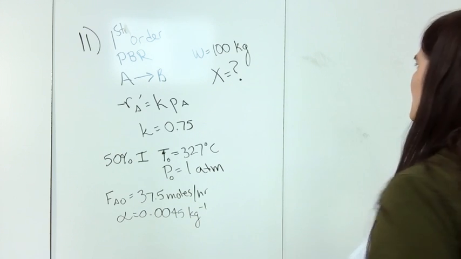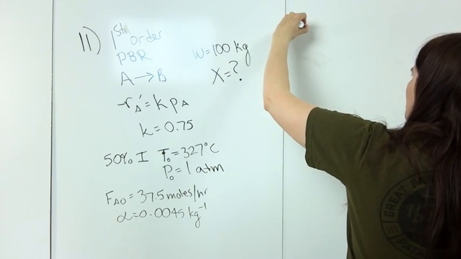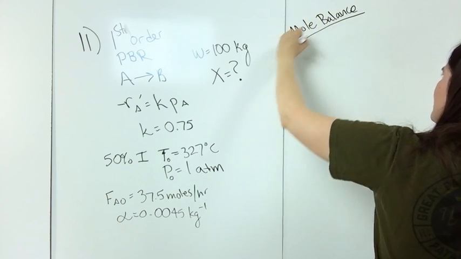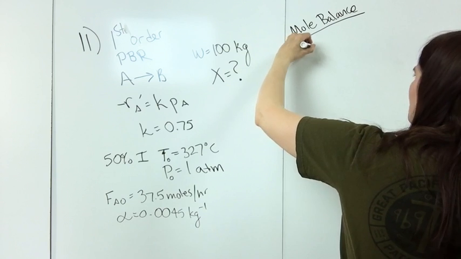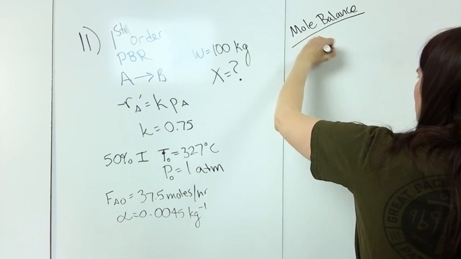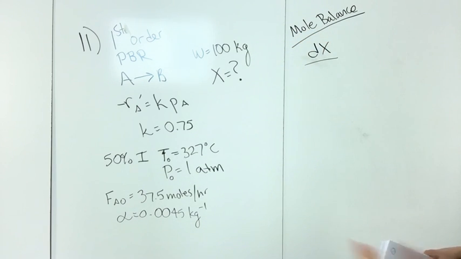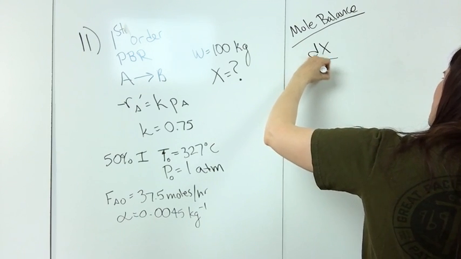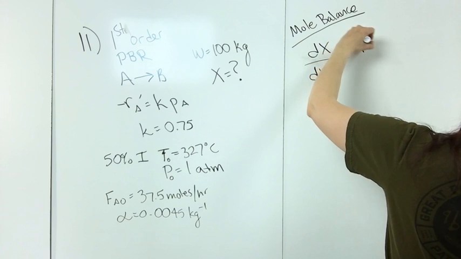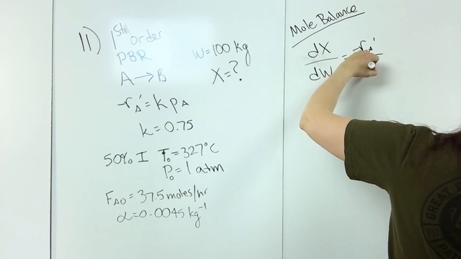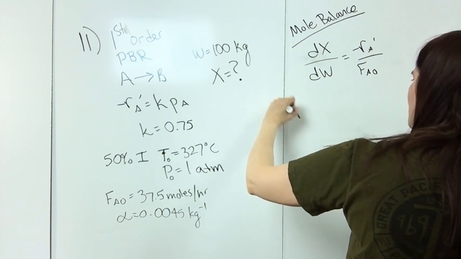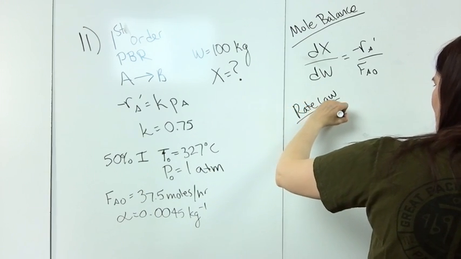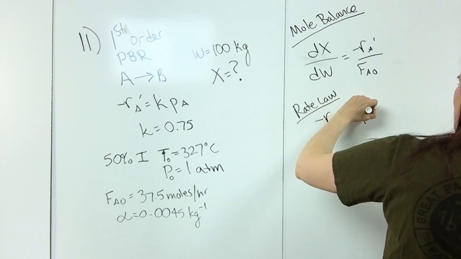So the first thing you want to do with this problem is a mole balance. The mole balance for a PBR, and since this is asking for a conversion, you want to write your mole balance in terms of conversion. So dX/dW is equal to minus Ra prime over FA naught. The rate law was given as minus Ra equals k PA.